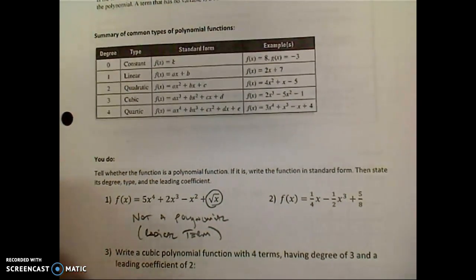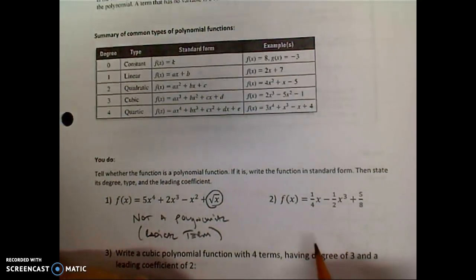How about an example number 2? So do we have real number coefficients, 1/4 x, -1/2 x to the third? They're fractions. They are real numbers, though. How about our exponents? X to the first, x to the third, and then the constant, which is x to the 0. So those are all integer exponents. So even though this one looks a little strange, it is in fact a polynomial function.